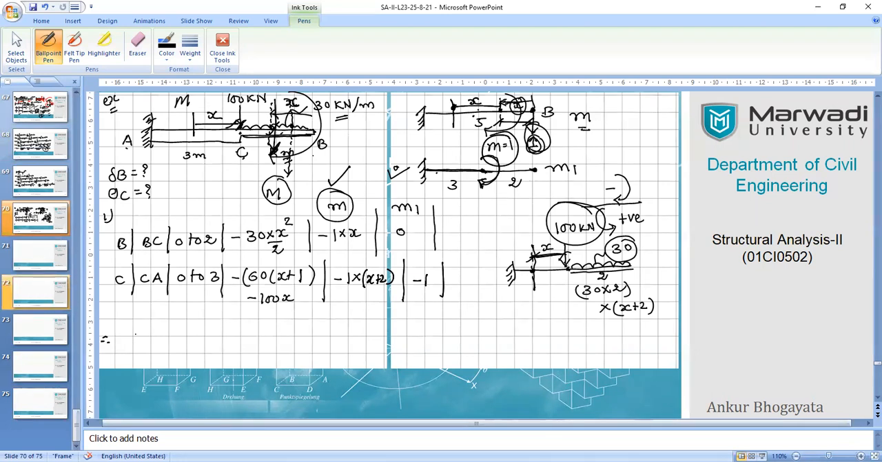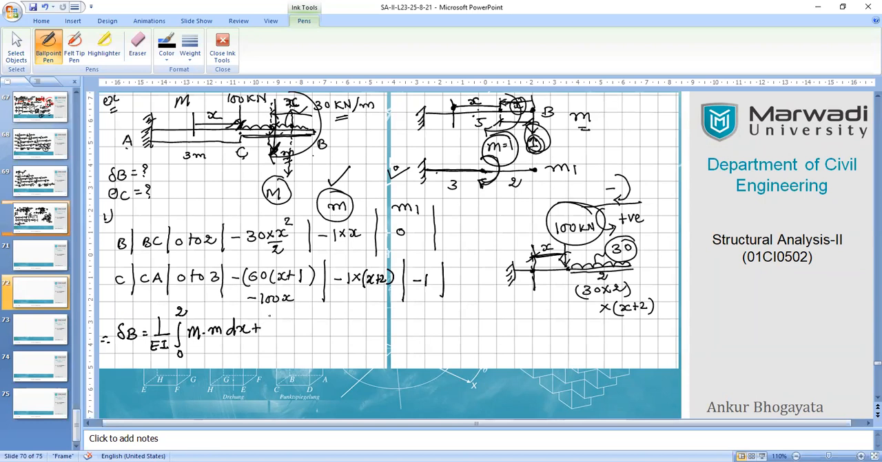Should we go for next page? Let's do it here. Delta B. First segment: 1 upon EI, the length 0 to 2 meters, capital M into small m dx.